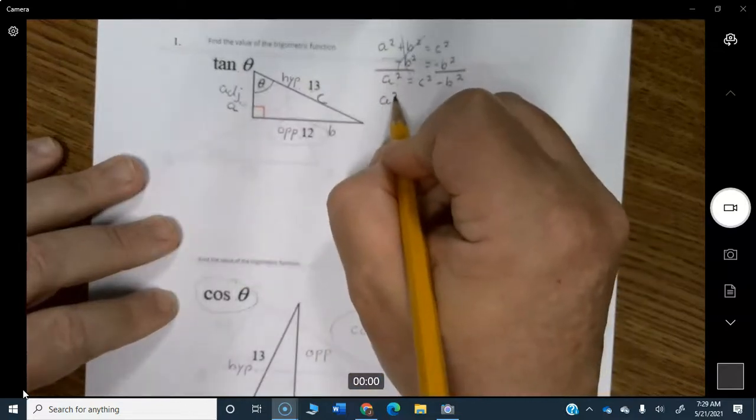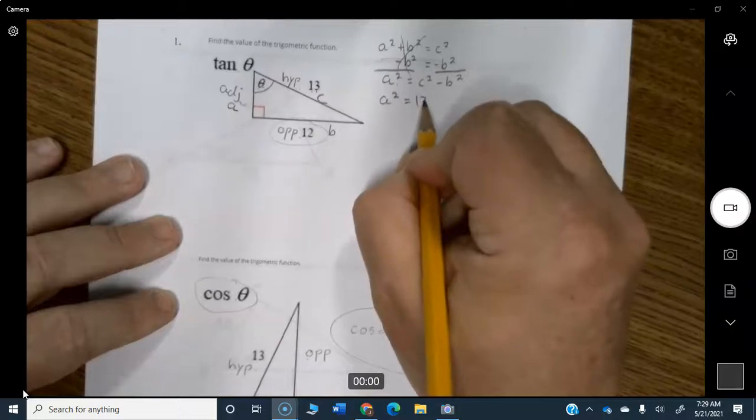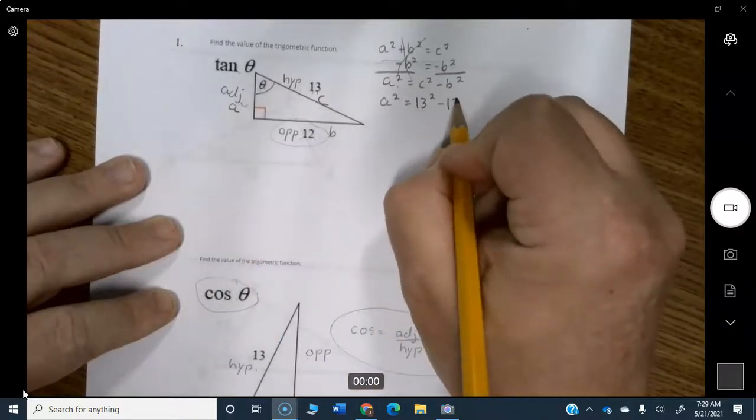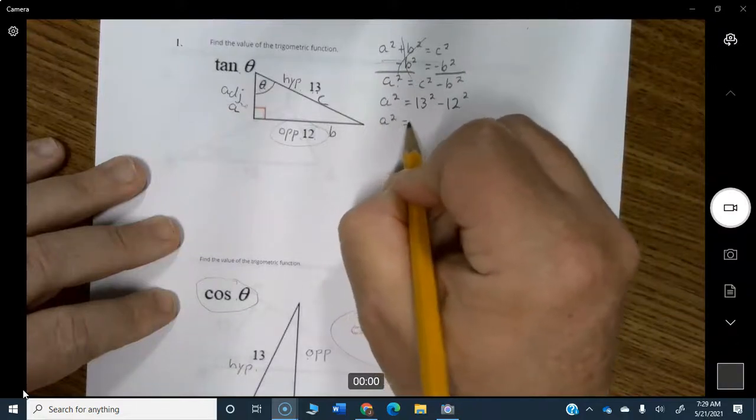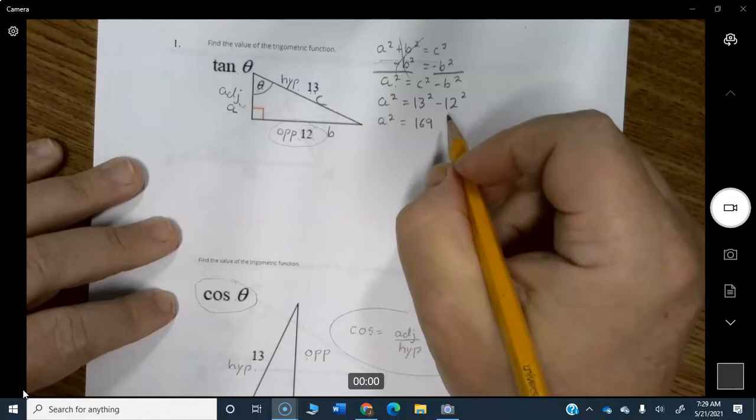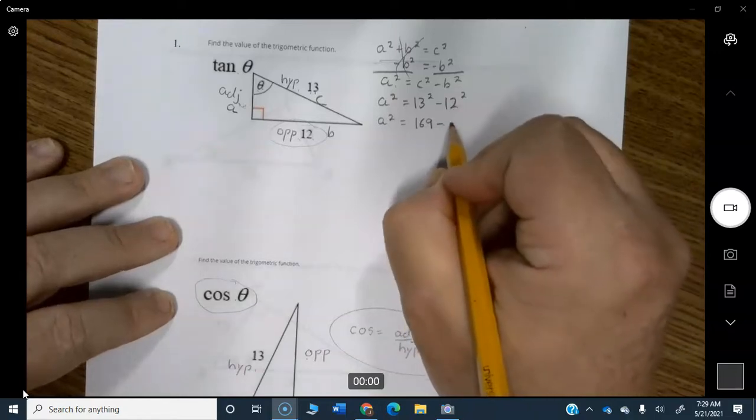A squared equals c squared, which is 13 squared, minus 12 squared. So a squared equals 169. You do that on a calculator if you don't have it memorized. You're not expected to necessarily. And 12 squared is 144.